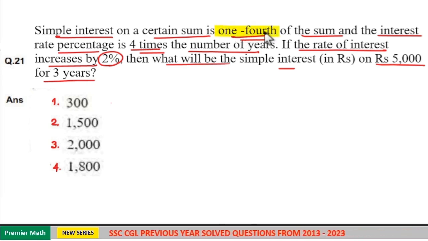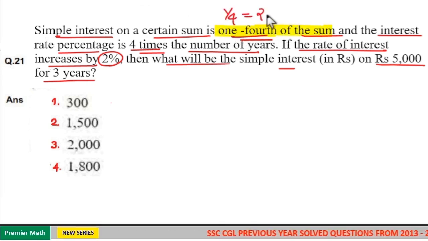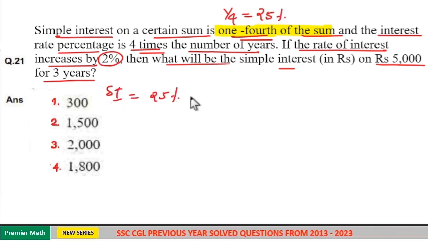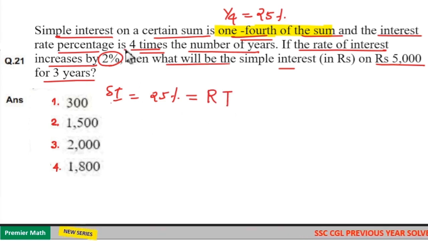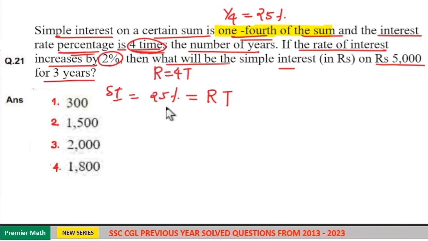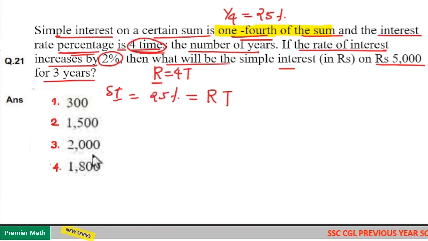Here, simple interest is 1/4 of the sum means 1/4 means 25%. That is, simple interest is equal to 25% of sum. Now this 25% is earned at a rate of R percentage for T number of years. Now here rate percentage is 4 times the number of years. That is R is equal to 4 times number of years. R is equal to 4T. Now we have to find out what is rate here.